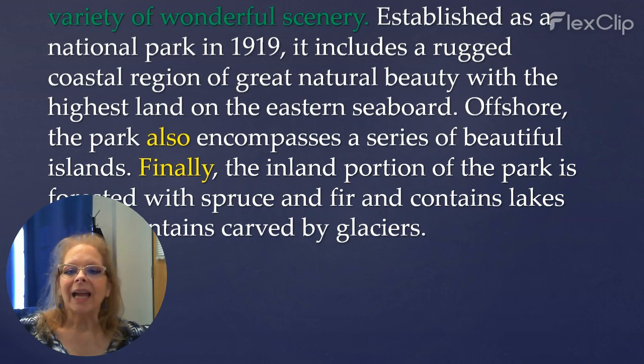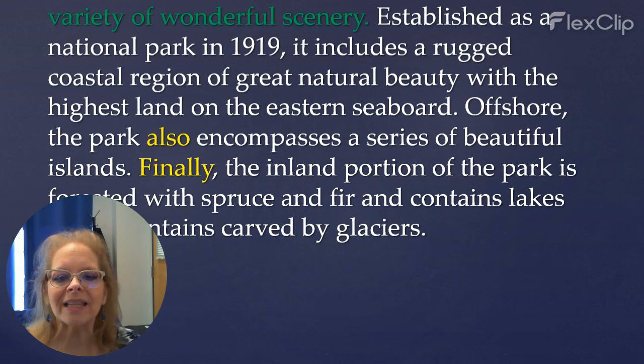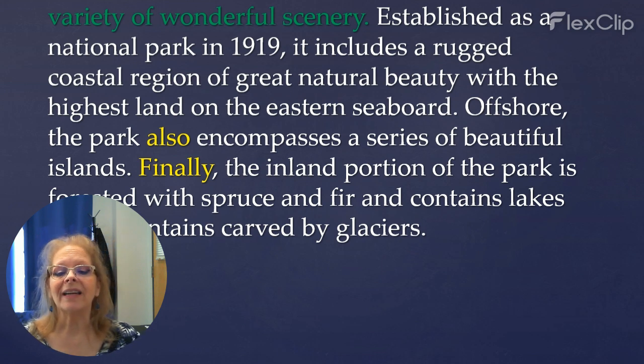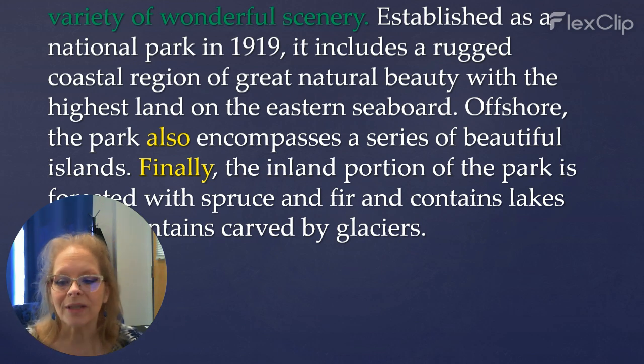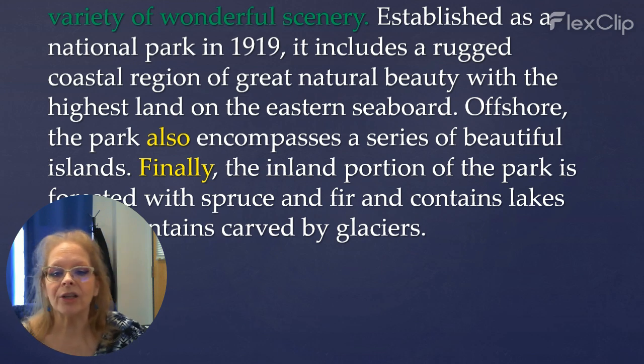Okay, Acadia National Park in Maine offers a variety of wonderful scenery. Established as a national park in 1919, it includes a rugged coastal region of great natural beauty and with the highest land on the eastern seaboard. Offshore, the park also encompasses a series of beautiful islands. Finally, the inland portion of the park is forested with spruce and fir and contains lakes and mountains carved by glaciers. So the green part is the topic sentence, that main idea.